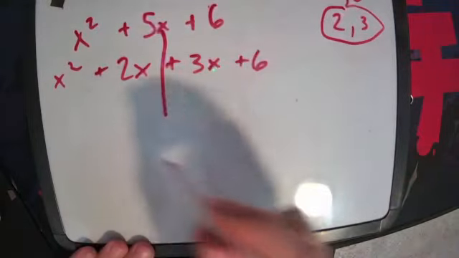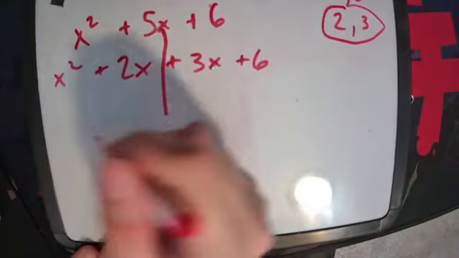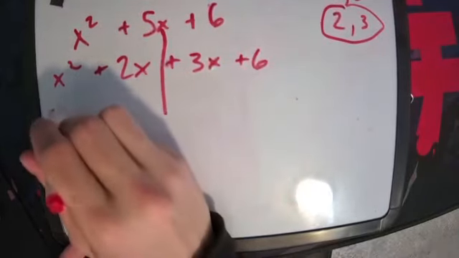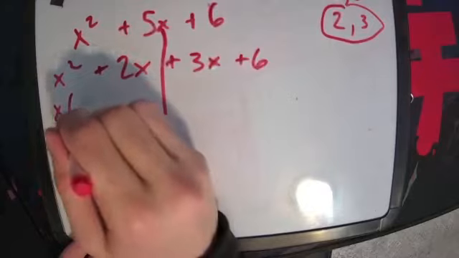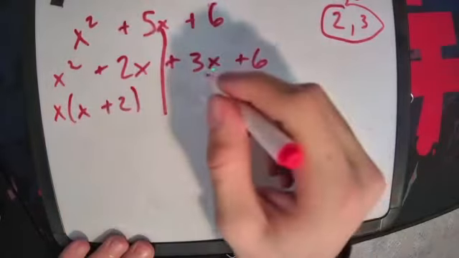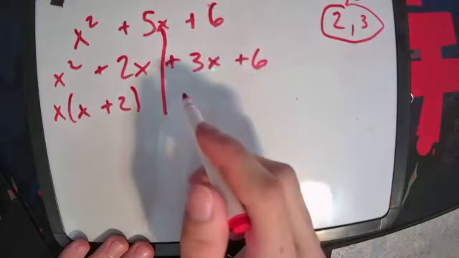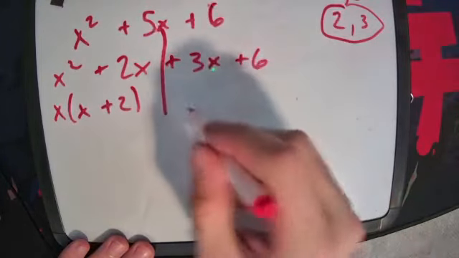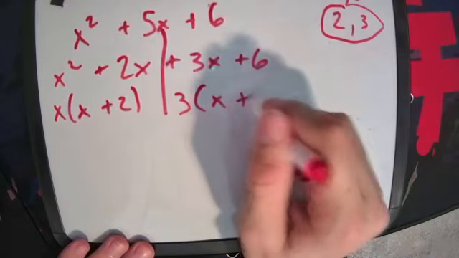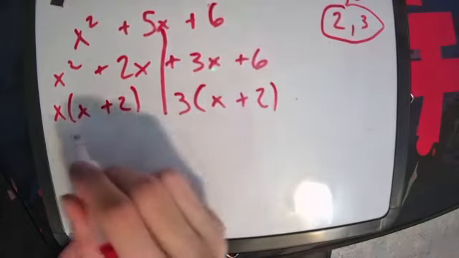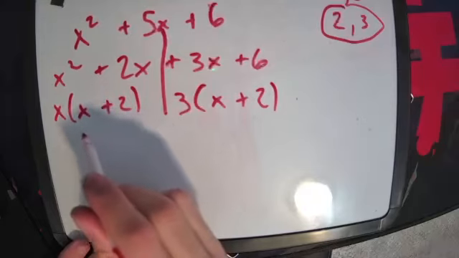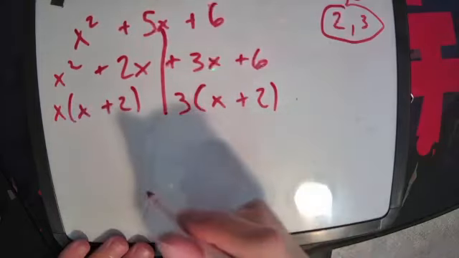Now we take out the greatest common factor on both sides. The greatest common factor of x squared plus 2x is x times x plus 2. And the greatest common factor of 3x plus 6 is just 3, so we factor that out as well. We have 3 times x plus 2. Once again, we see that the remaining term is x plus 2, so we're on the right track.